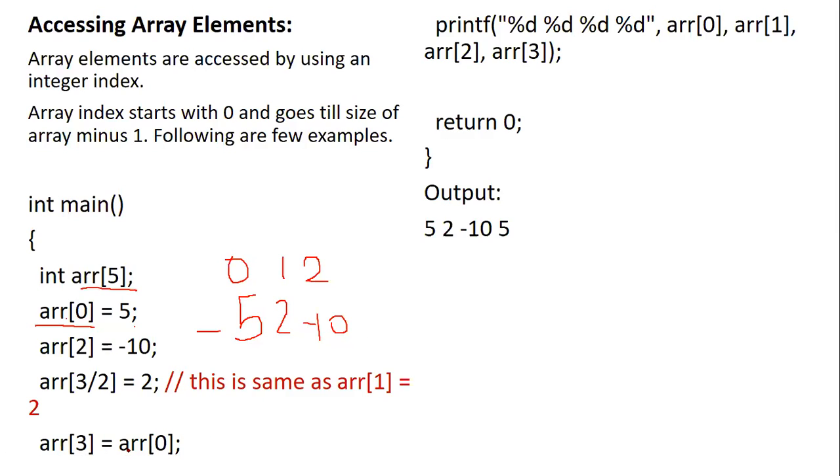Next is ARR of 3 is equal to ARR of 0. That means we are copying the value 5 to the third index, that is the fourth location. Third index and fourth location. So here it will be 5.